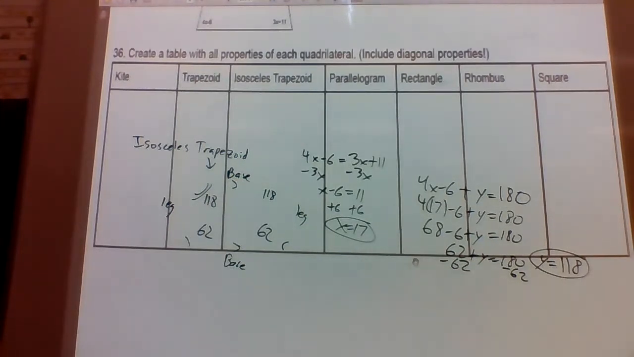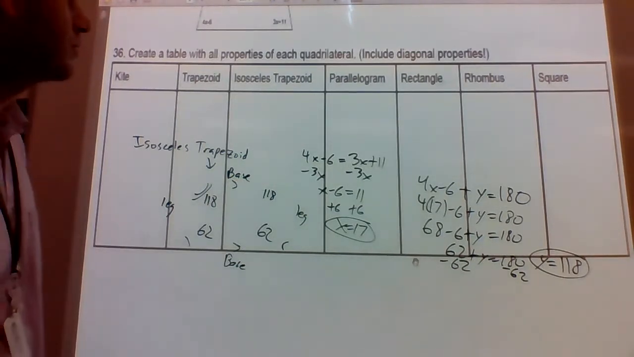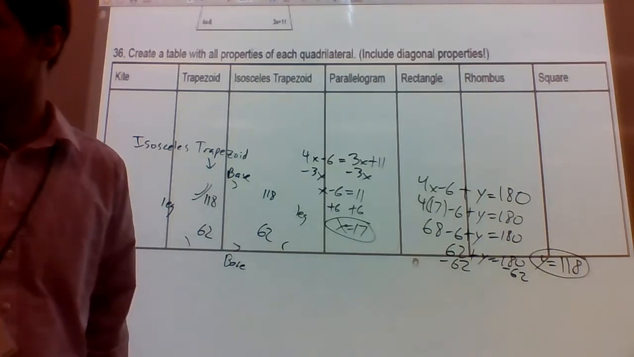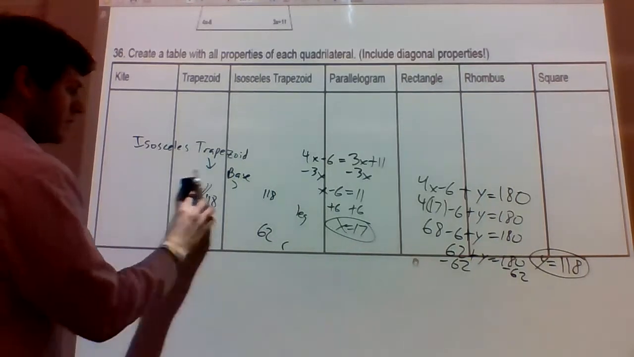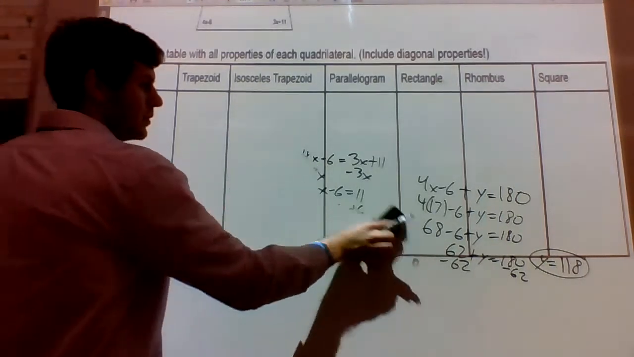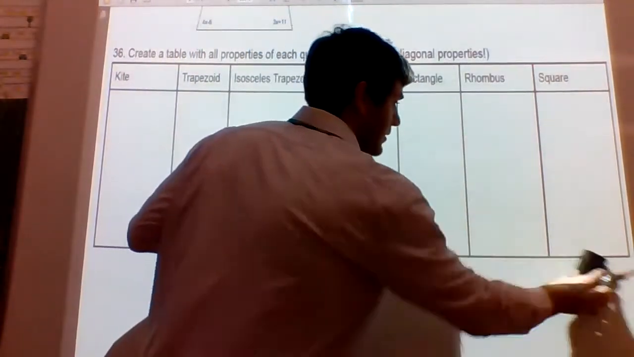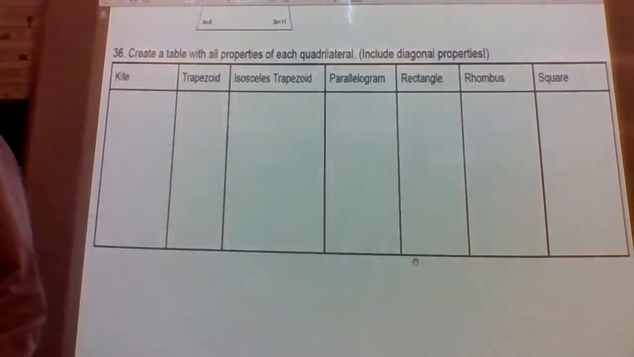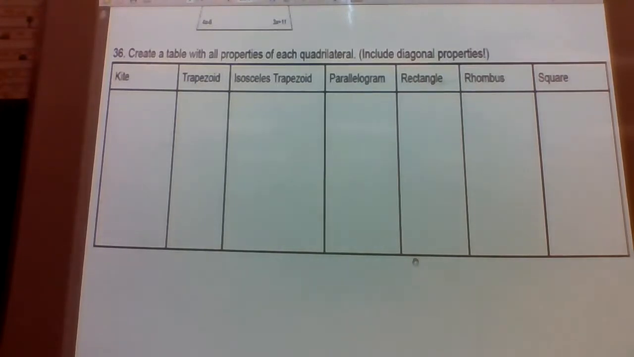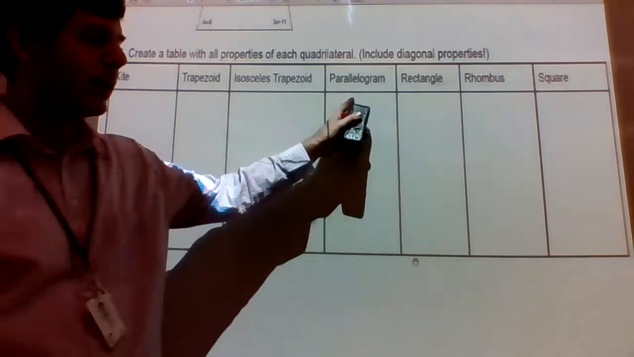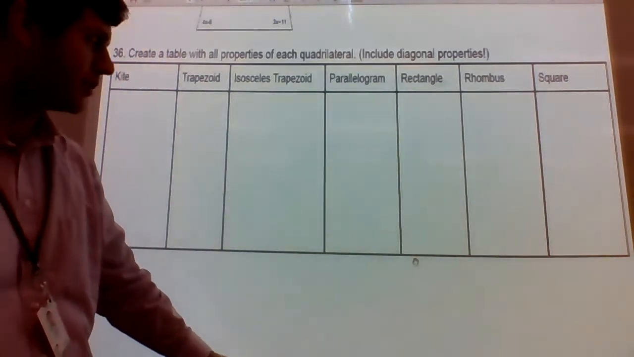36. Create a table with all the properties of each quadrilateral. This seems a little excessive, but all right. Let's see if I remember them all. That's why you have the reference sheets, because memorizing them is kind of unimportant. But all right. Start with a parallelogram. I know we had 5 for parallelograms. So let's see if we can come up with all of them.